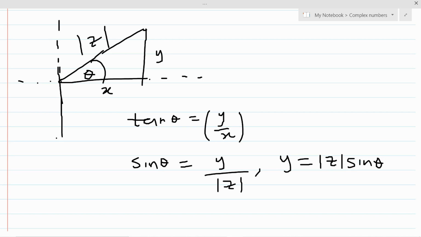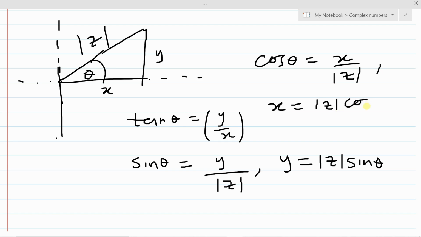We know that cos of theta is equal to the adjacent, which is x, over the hypotenuse. So our x can be written as the modulus of the complex number times cos of theta. So with this, let the modulus of the complex number be equal to a certain r.